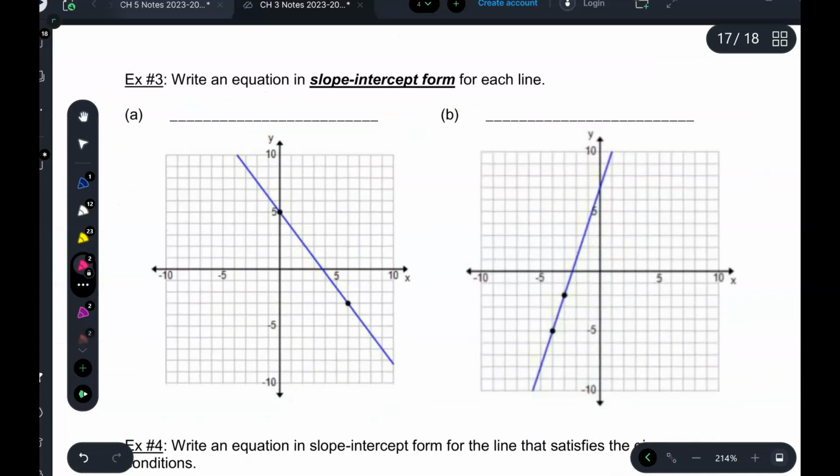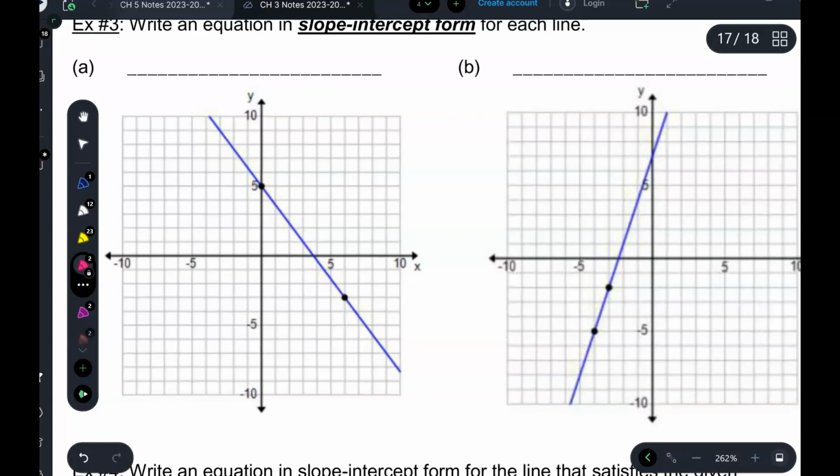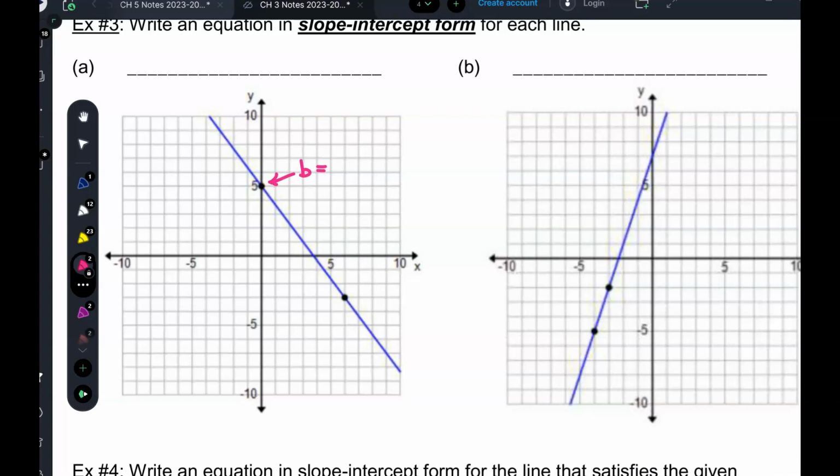Okay. Now we're working backwards. So I give you the graph, and I want you to figure out what's y equals mx plus b. So think. First thing, what is b in this case? 5. And just like we did yesterday, I'm going to count from this point. How do you know it's going to be this one? Oh, it's the 1. Oh, okay.